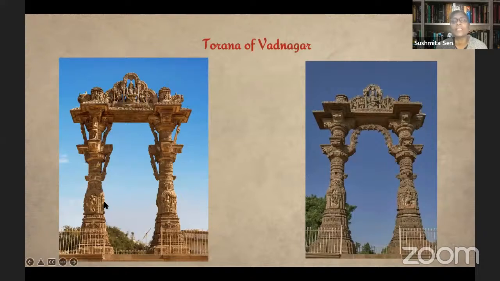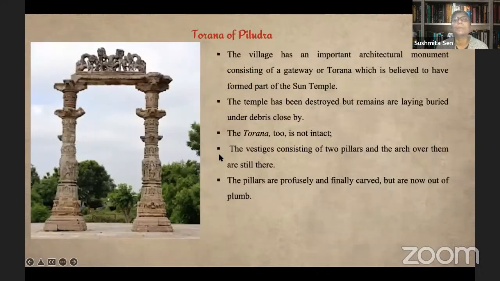Then this is of Vadnagar, which has two freestanding Torans, beautifully carved with sculptures all over. The plinth is plain, as I told you, but sculptures are there from the shaft onwards. This is Piludra. This Toran is not very strong, but it was the gateway of the Sun Temple. The temple has been destroyed, and the remains are lying in debris around it. The pillar is profusely carved and is now not in good shape.